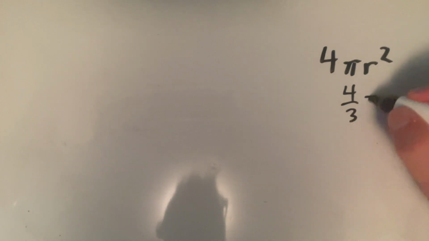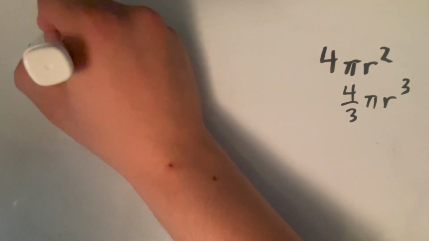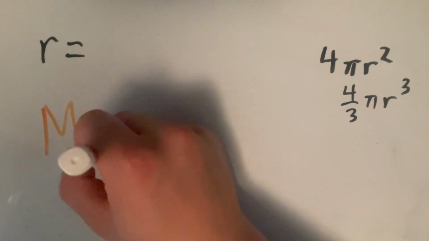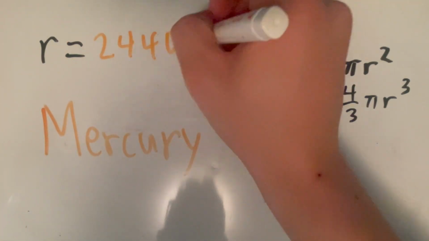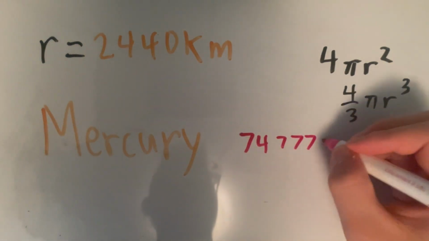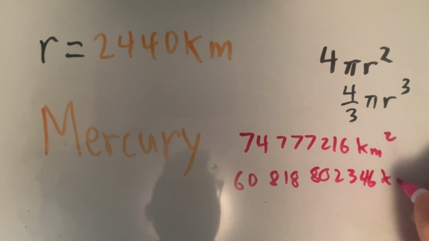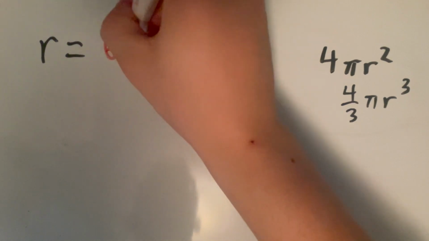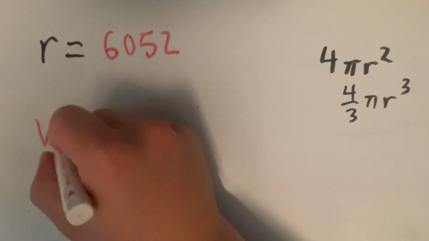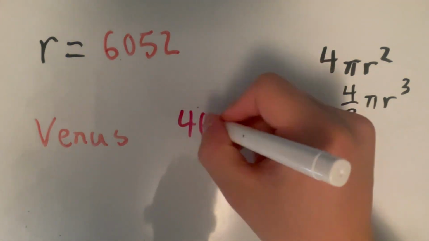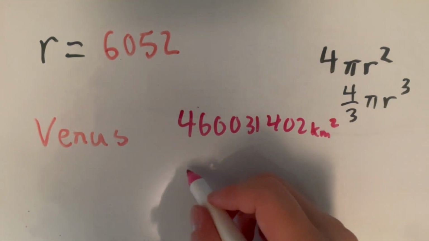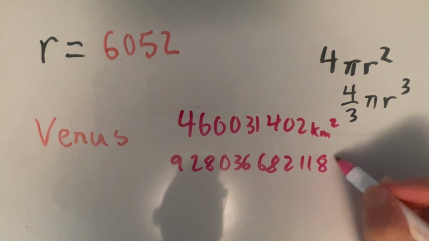The surface area for a sphere with radius r is given by the following formula, 4 pi r squared. We'll calculate both the surface area and the volume for each planet. For Mercury, with a radius of 2,440 kilometers, this results in about 74 million kilometers squared, or about 60 billion kilometers cubed. For Venus, with a radius of 6,052 kilometers, this results in a value of 460 million kilometers squared and 928 billion kilometers cubed.